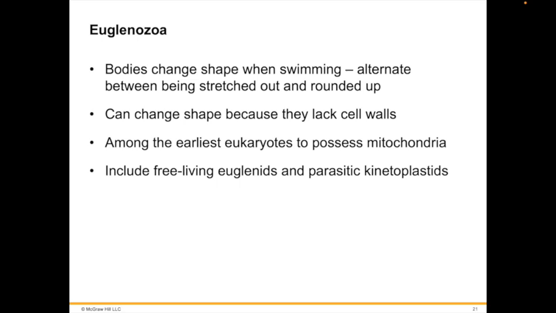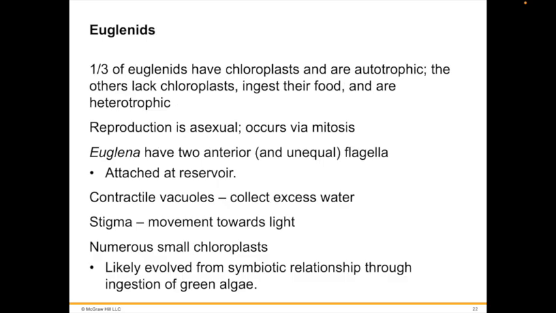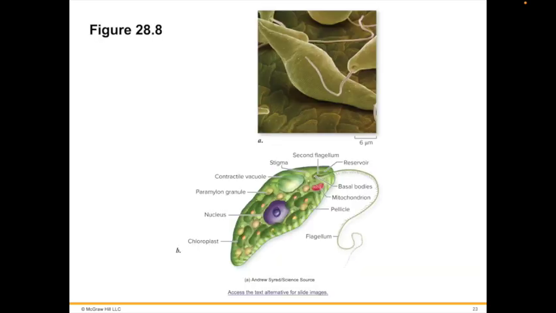So as mentioned once again, some have chloroplasts that may become heterotrophic in the dark. And that is the euglenids by way of euglenozoa. Just one more time. A third of the euglenids have chloroplasts and are autotrophic, and the others lack chloroplasts and ingest their food and are heterotrophic.